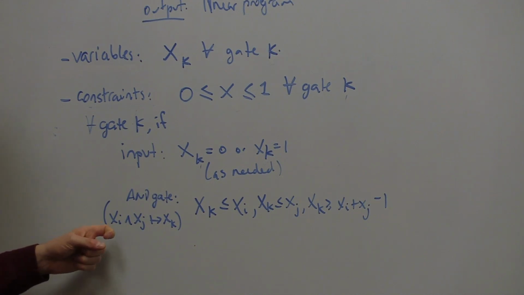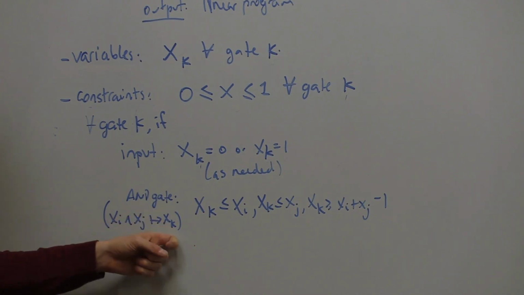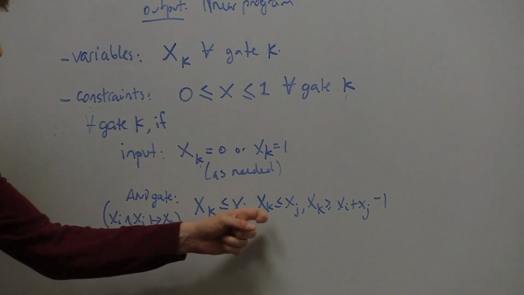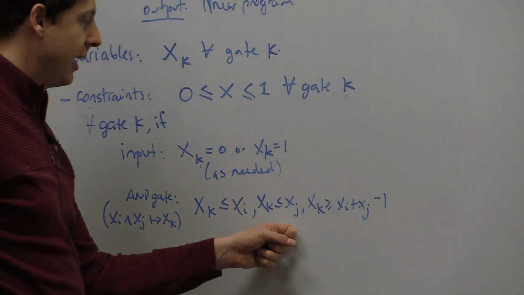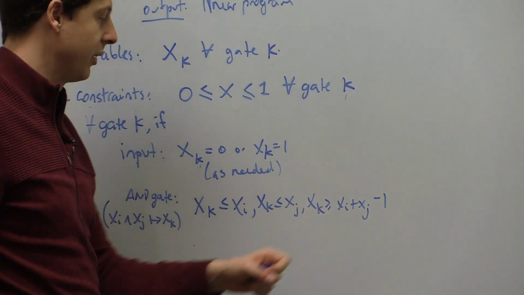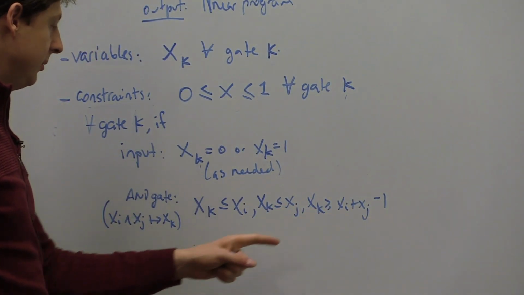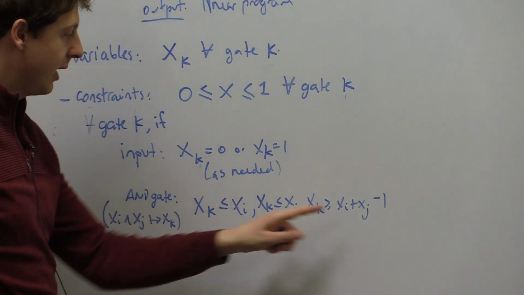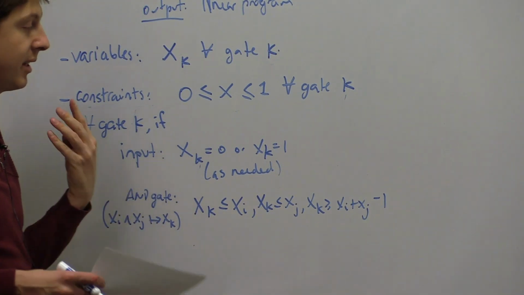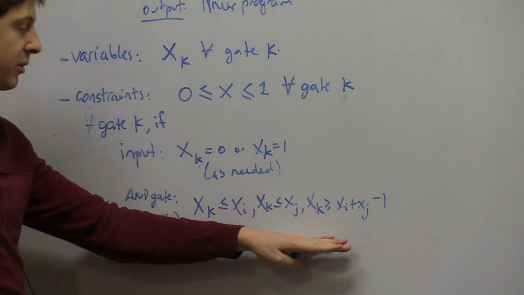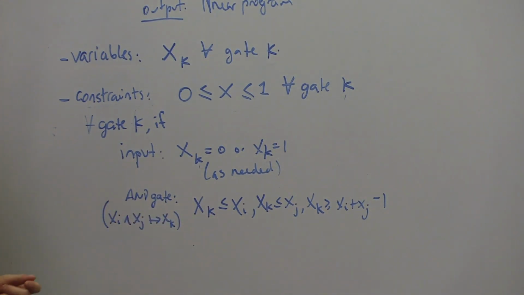Let's say that we have 0 and 0 as input. We would expect the output to be 0. Okay, so 0 is at most 0. That's fine. 0 is at most 0. That's also fine. And here it says xk is at least 0 plus 0 minus 1, right? So this is saying that xk has to be at least minus 1, and xk should be at most 0. The only value for xk that satisfies these constraints is 0, so we're computing correctly.